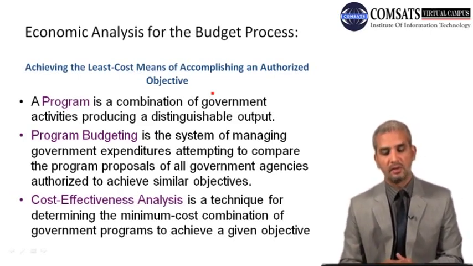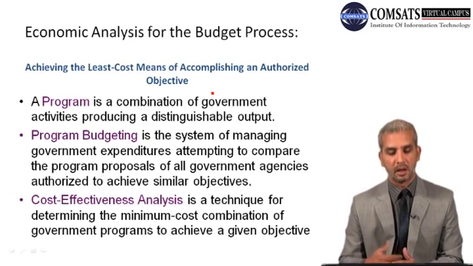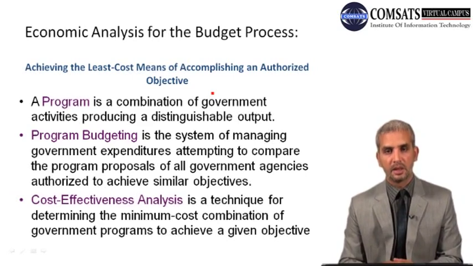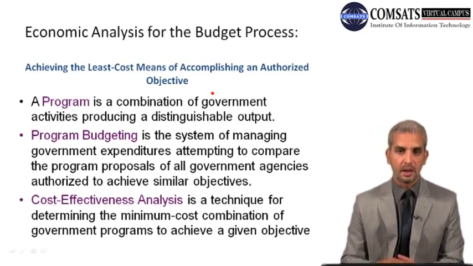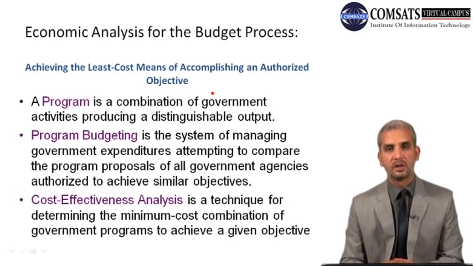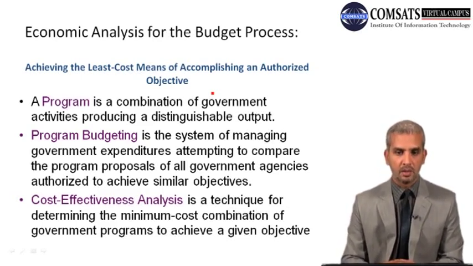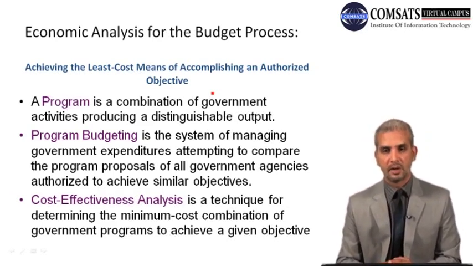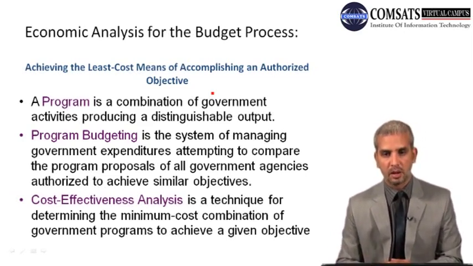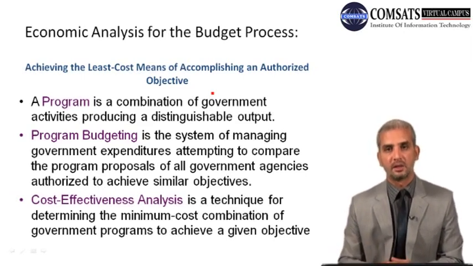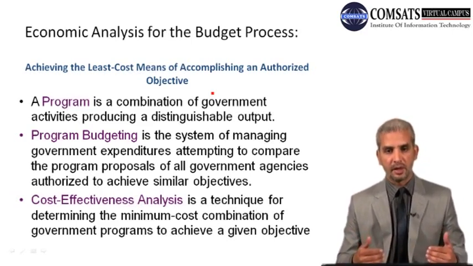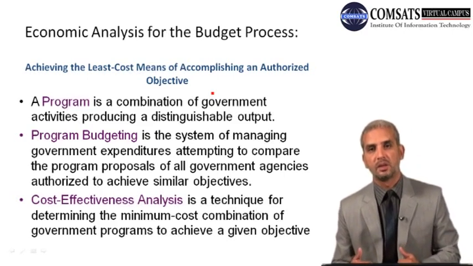A program is a combination of government activities producing a distinguishable output. Now, the distinguishable output might be, as I said, that they want to increase the life expectancy at birth, or reduce the mortality rate or death rate. This outcome might be achieved by various actions of the government, for example a polio vaccination drive, or reduction of accidents on highways and motorways, or fire prevention. All these work together, and the objective is the same, that is reducing the mortality rate.